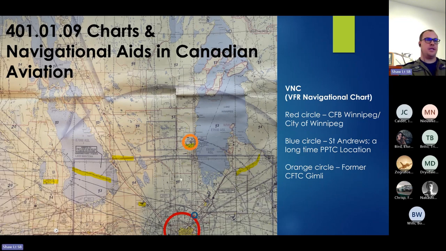Okay, so any questions on things that we can find on a VNC? And of course, this is just one part of a VNC. This particular VNC will take you all the way to Regina, and then almost as far north as Flin Flon.